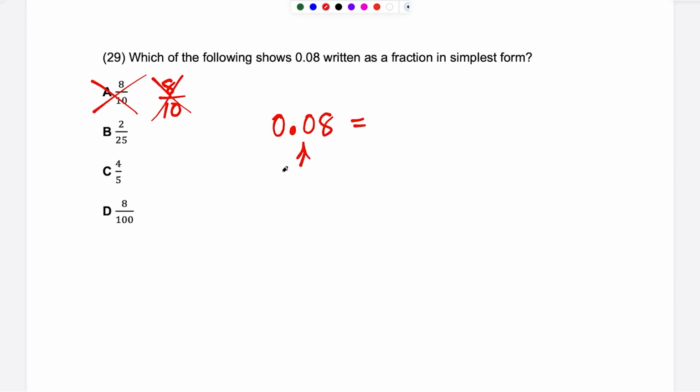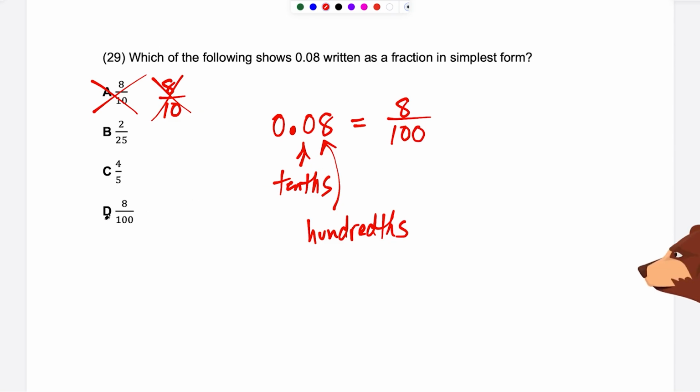So over here, in terms of place value, this is the tenths place. And then next, we would have the hundredths place, okay? So the hundredths place is over here. So when we just have 0.08, this is not 8 tenths, this is 8 hundredths, which would be 8 over 100. So then we look and we see choice D.